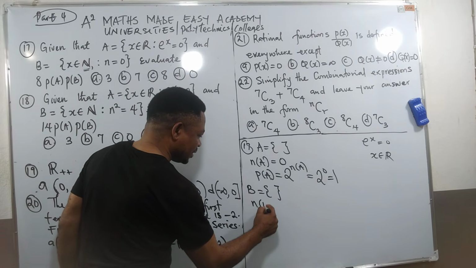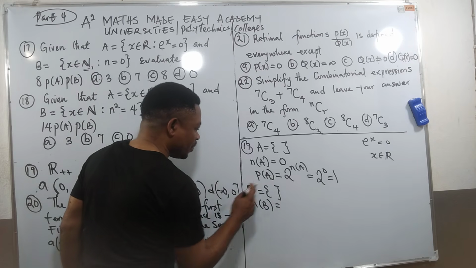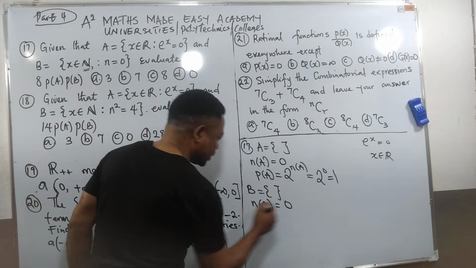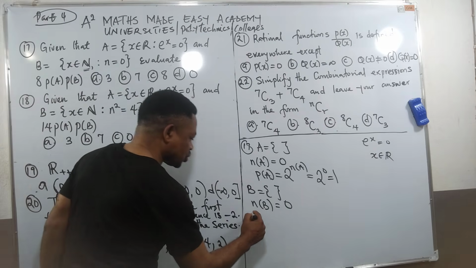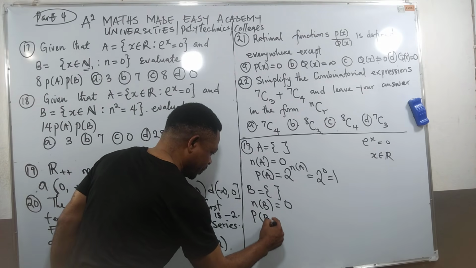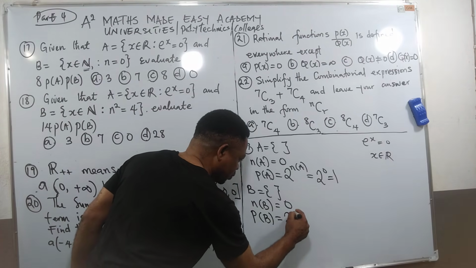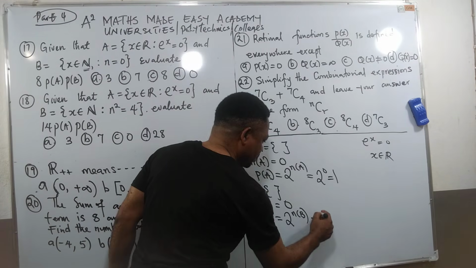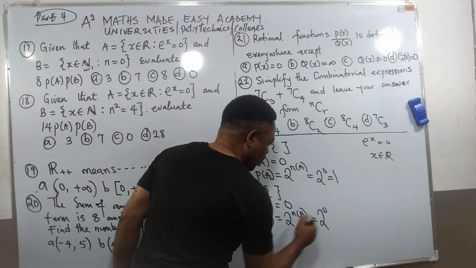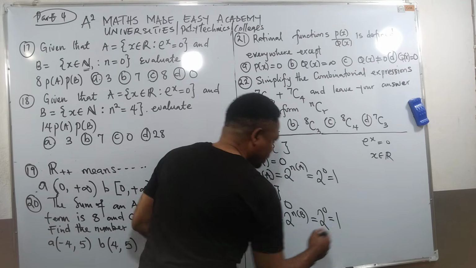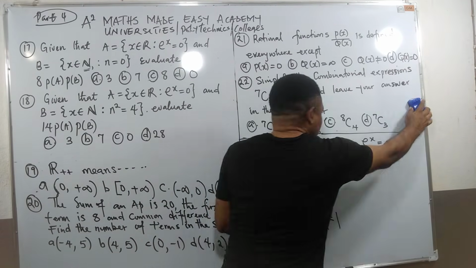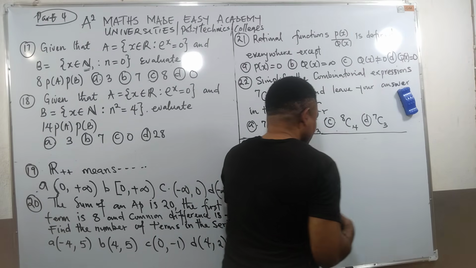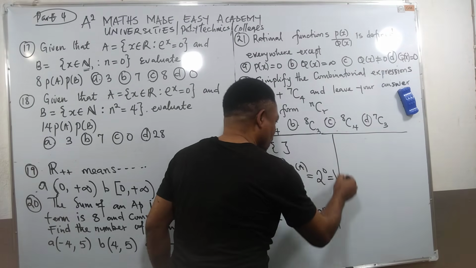Let's get the cardinality of set B. Do you have any element here? No. So what is the answer? 0. So in summary, the power set of B is equal to 2 raised to power n(B). So let's substitute: 2 raised to power 0, and anything raised to power 0 is 1, according to the law of indices.